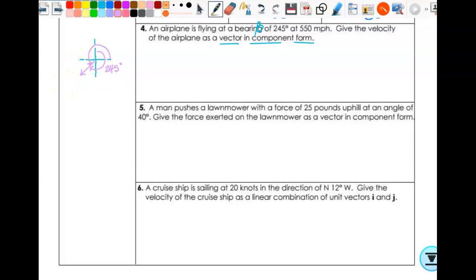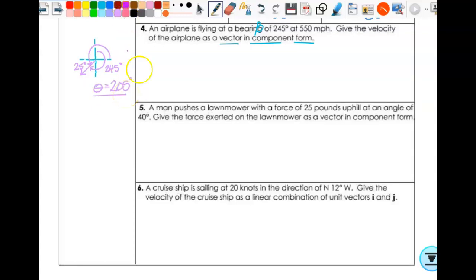What would that be? 25. So this piece is 25 degrees. Then what do I do with 25 to get theta? Add it to 180. So theta is 205 degrees. That's the angle that I would actually use.